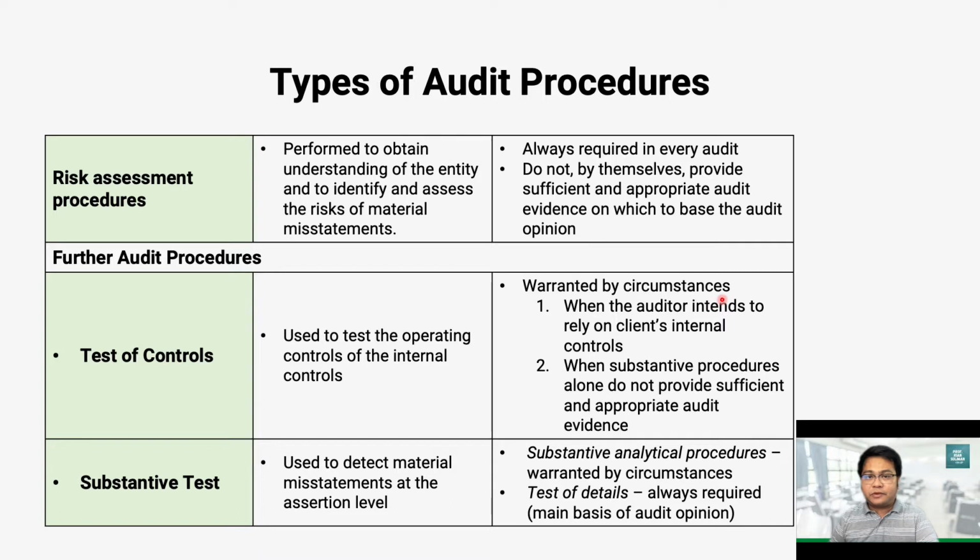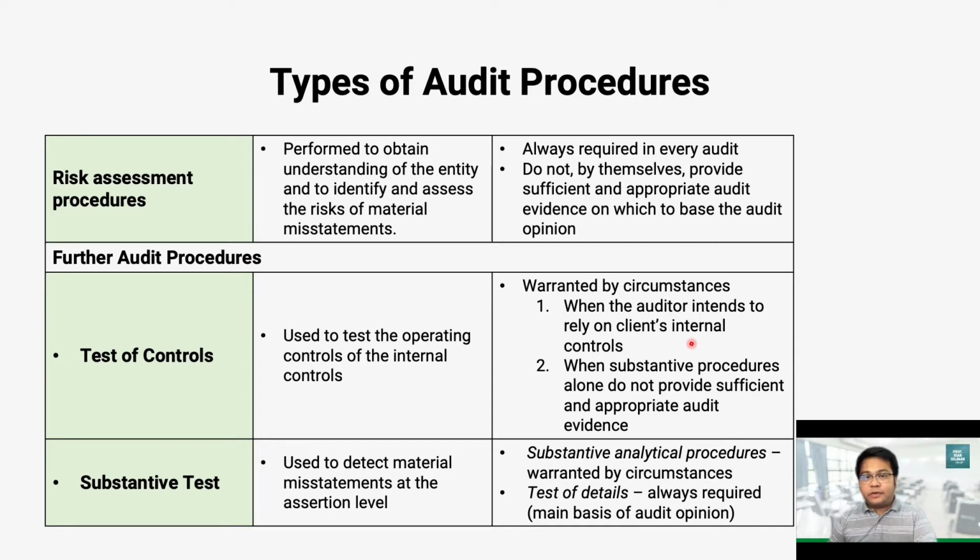So when do we perform tests of controls in an audit? We perform tests of controls under two conditions or situations. One, when the auditor intends to rely on the client's internal control to reduce the amount of our work when it comes to substantive test procedures. Meaning to say, we can only reduce the amount of substantive tests if the client's controls are effective. And to determine whether the client's controls are effective, we have to perform tests of controls. So that is why, if we want to rely on the related control to reduce our work, then we have to test the control of the client.